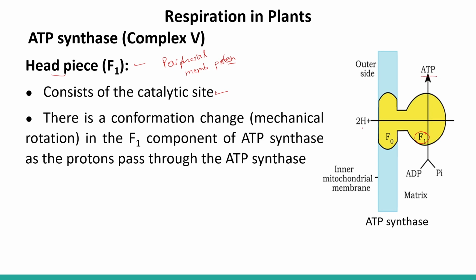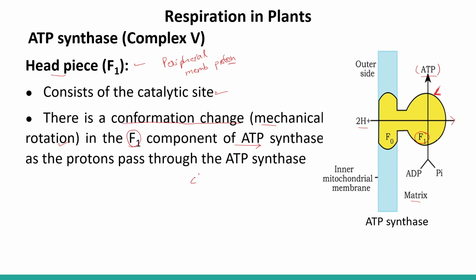And what happens when the protons move back to the matrix? There is a conformation change, or you can say there is a mechanical rotation in the F1 component of ATP synthase. This conformation change creates energy, and this energy is utilized for the generation of ATP. So this is how ATP is produced.